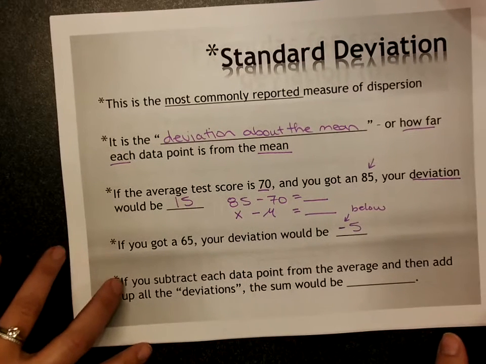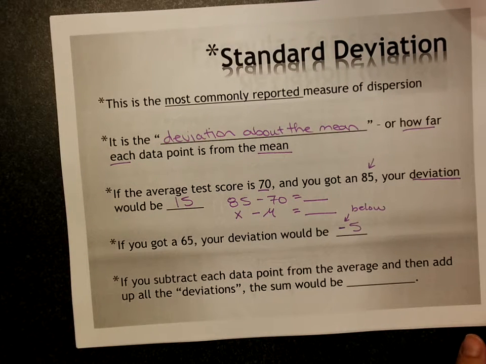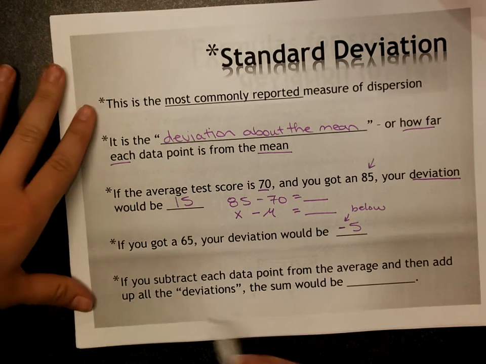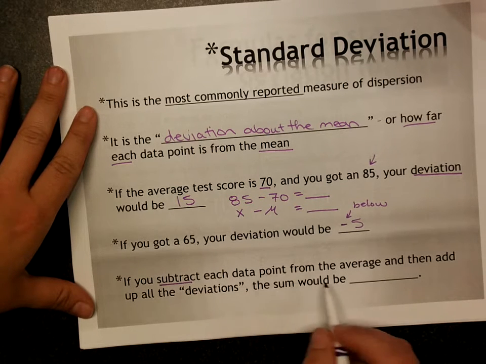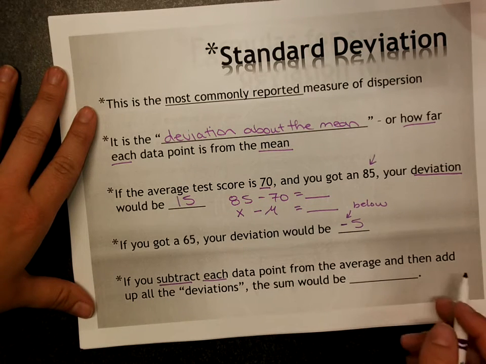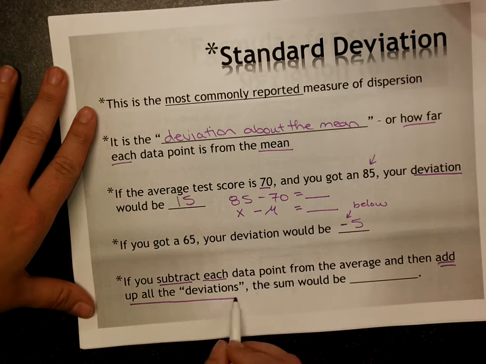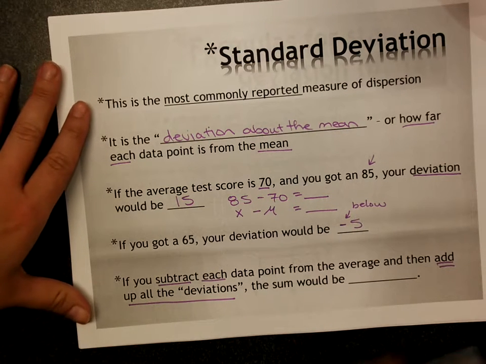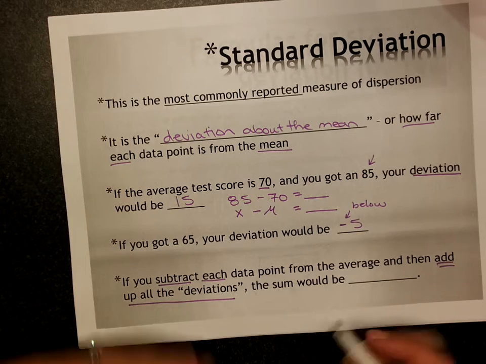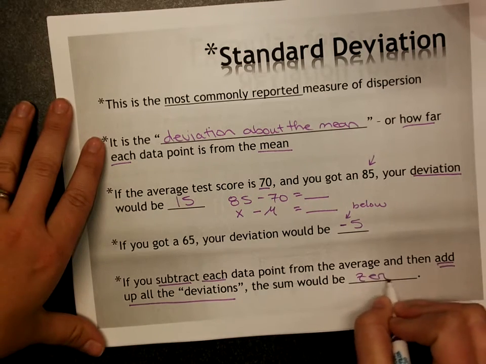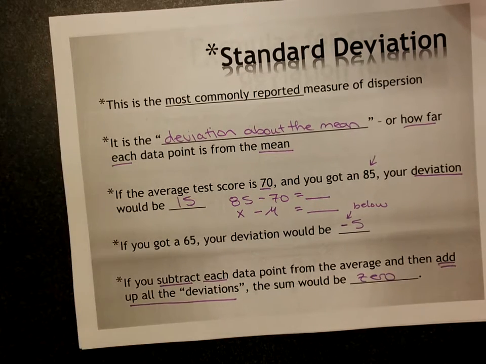So sometimes deviations will be positive and sometimes they'll be negative. They'll be positive if your score was over the mean, negative if it's below. And if I take the time to subtract each data point from the average and add up all of those deviations, some of them will be positive, some of them will be negative. If I added up all those positive and negative numbers, the sum would be 0. Because that's what an average does. It takes all those differences, and if you add up all the positive and negative deviations, they all add up to 0.